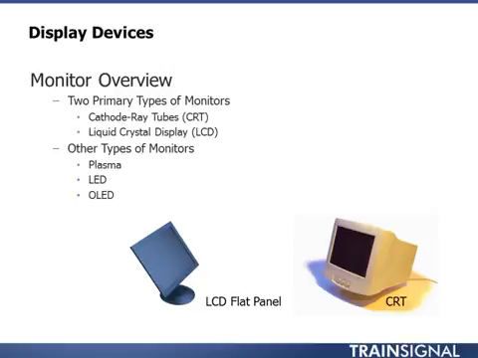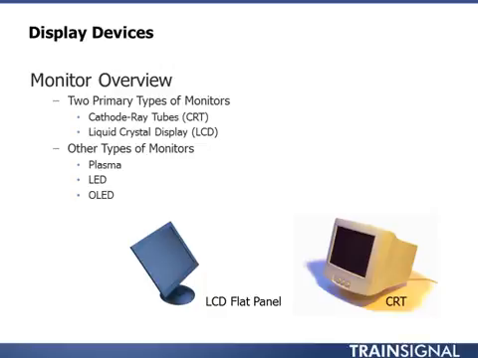Now, there are two primary types of monitors, and they are CRT and LCD. CRT stands for cathode ray tubes, and LCD stands for liquid crystal display. We're going to talk about both of these in just a moment, but before we do, there are some other monitor types, and I'm bringing these up because they're actually specifically listed on the CompTIA objectives. But the reality is you're not going to see them used in the world of computing, and in some cases, they're not even technically a type of monitor.